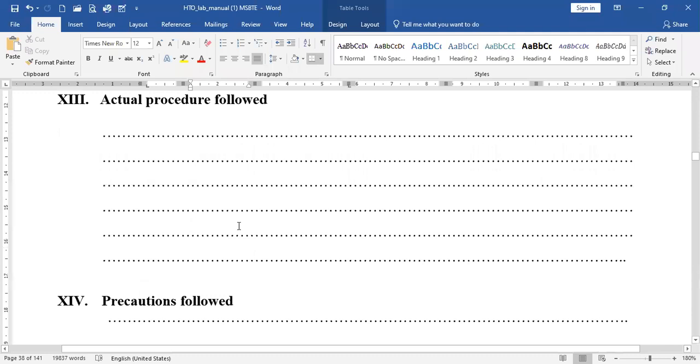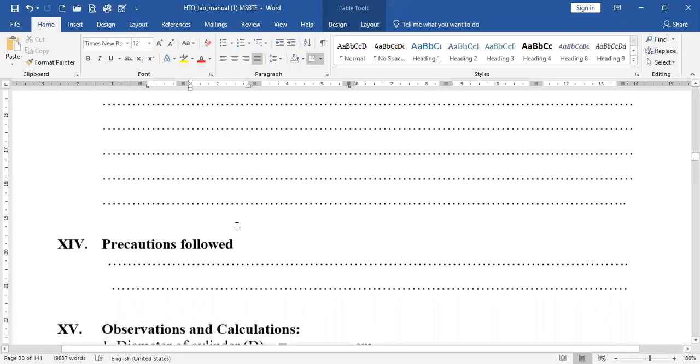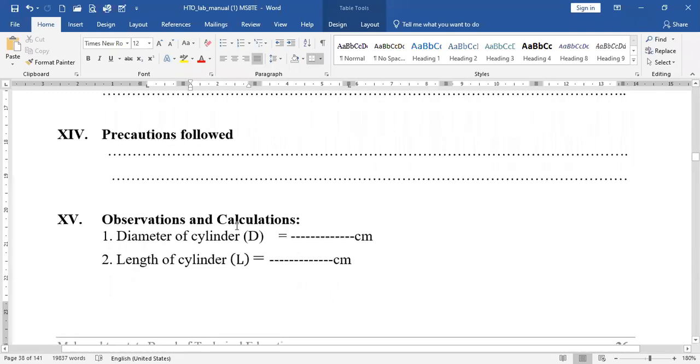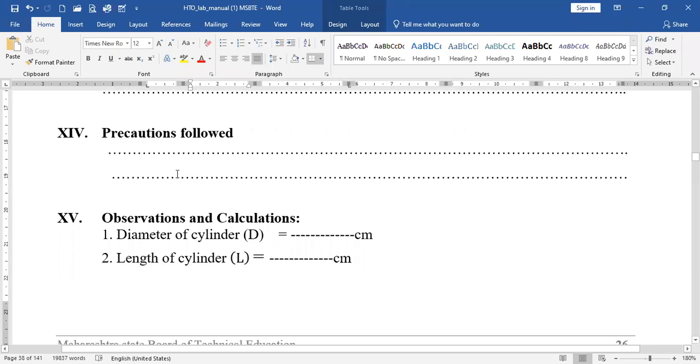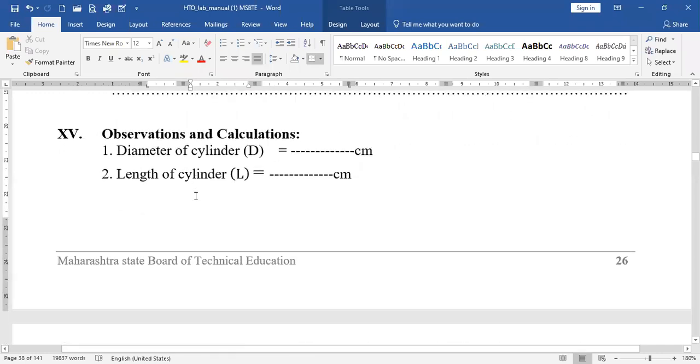Then we have discussed the procedure to be followed. Whatever procedure you followed while performing this experiment should be written here. Then we have already discussed the precautions to be followed. Again, the actual precautions followed by you should be written here. And then we should go to the observations and the calculations part.